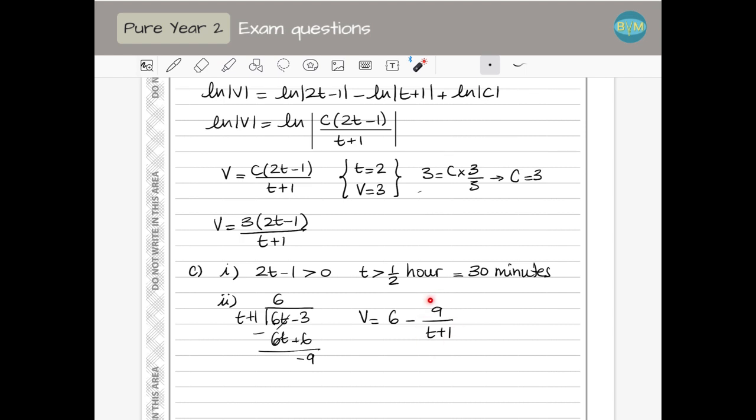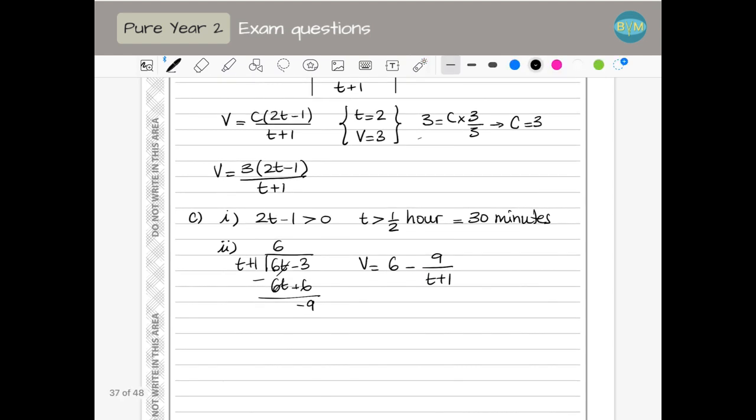This expression cannot be 0, but when t increases, this fraction will decrease, and it will decrease almost to 0. So that means that I have like a horizontal asymptote, and the maximum value that my oxygen can have is 6, because I'm always going to subtract something that is going to be smaller and smaller. So my maximum volume is going to be 6 cubic meters. I'm going to write max.